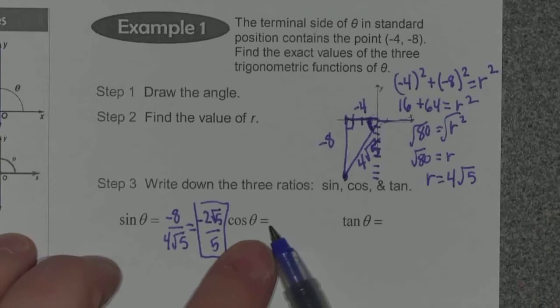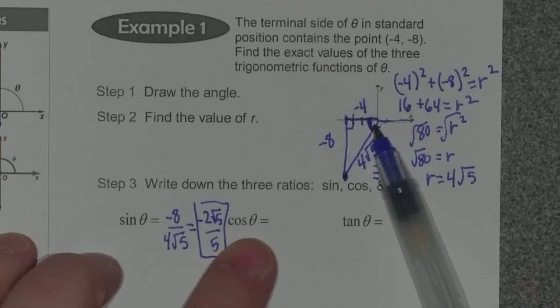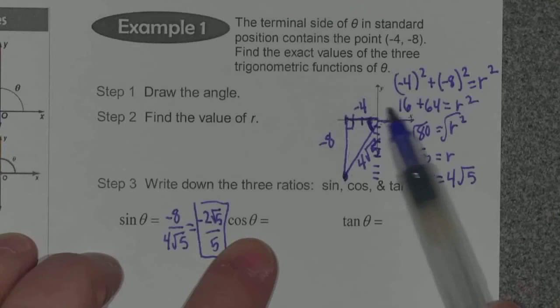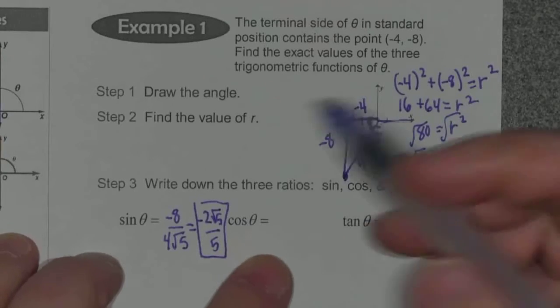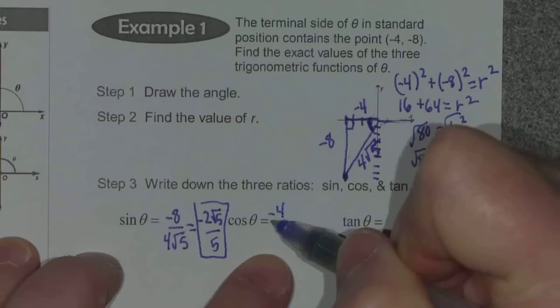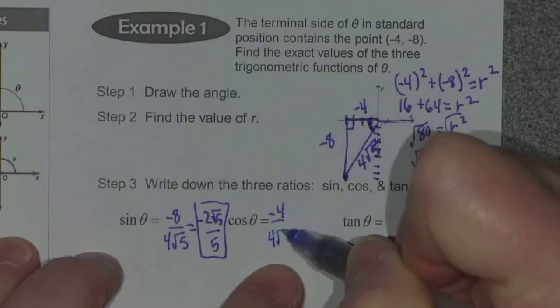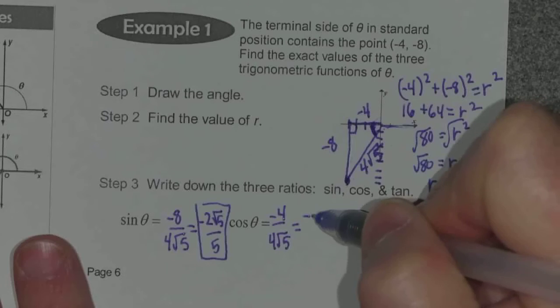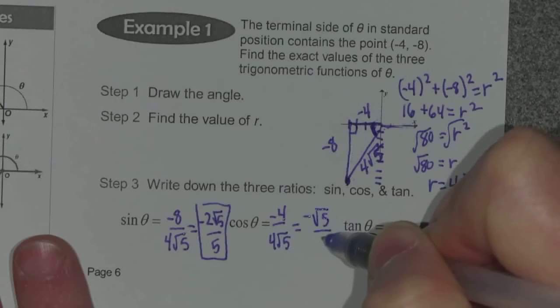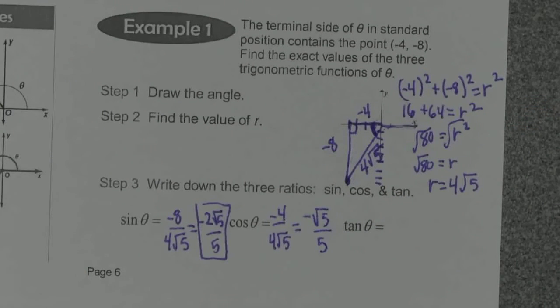All right, if I'm going to find the cosine of that angle, the cosine is your x over your r, which is also still your adjacent over your hypotenuse. So you'd have -4 over 4 square roots of 5. You can punch that in your calculator and it will rationalize the denominator for you. I got -square root of 5 over 5. Is that what you guys got?